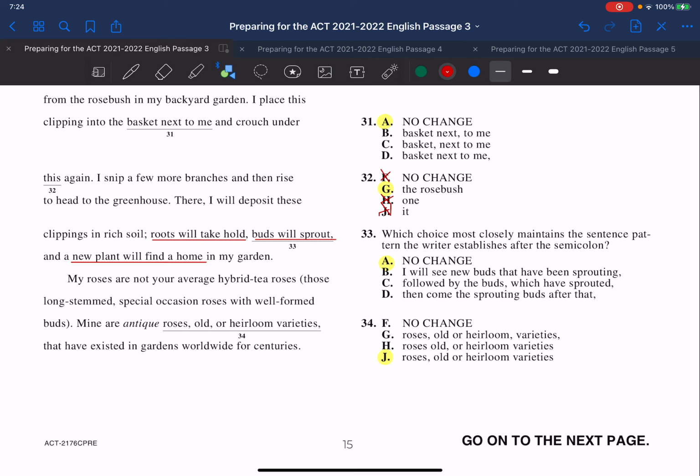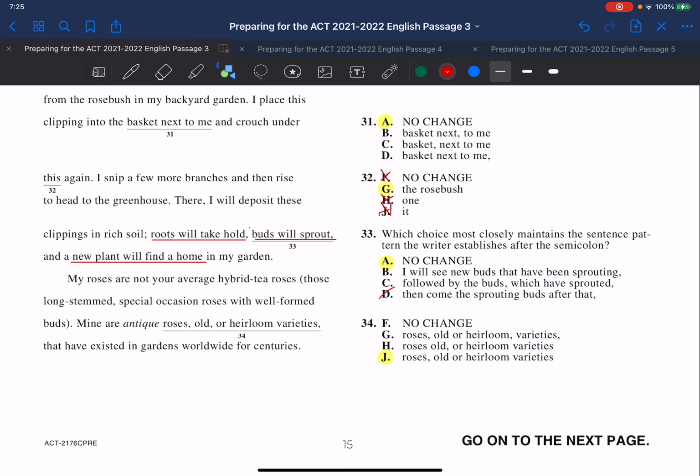So we have this list in order, and every time we have a sequence list like that, we always separate them with commas. So this seems to be pretty good, but let's look at the other options. "I will see new buds that have been sprouting." So "roots will take hold, I will see new buds that have been sprouting, and a new plant will find a home." All right, that's one possibility. "Roots will take hold, followed by the buds, which have sprouted, and a new plant will find a new home." Or "roots will take hold, then come the sprouting buds after that."